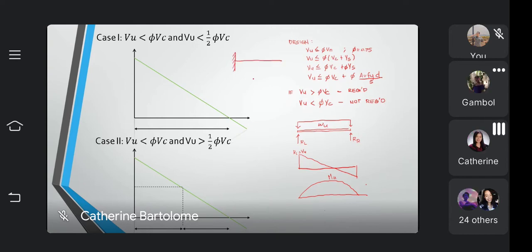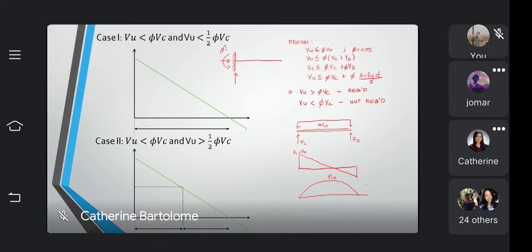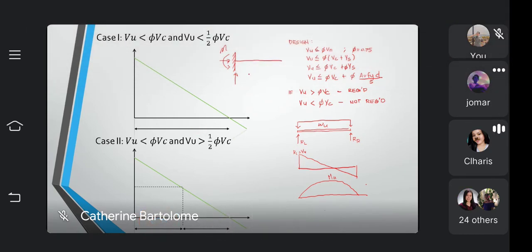Okay, paano to? Saan ang reactions dito? Meron tayong vertical, horizontal. At moment. O, wala namang moment dito. So, nasa support yung maximum moment. Nasa support.